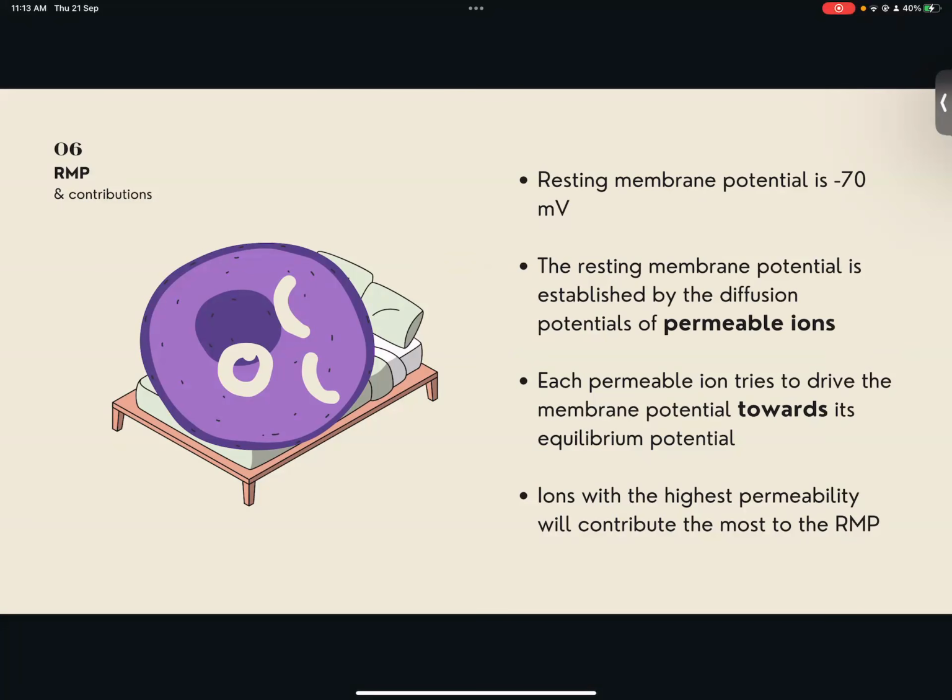So the resting membrane potential is established by the diffusion potentials of permeable ions. Each permeable ion tries to drive the membrane potential towards its equilibrium potential.